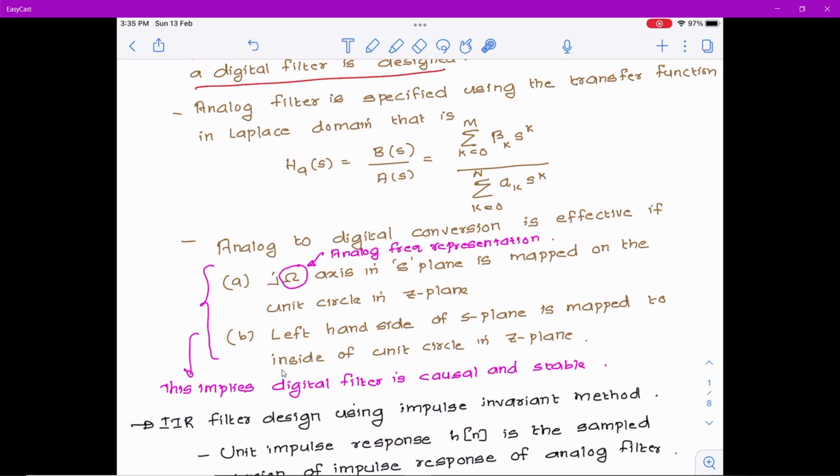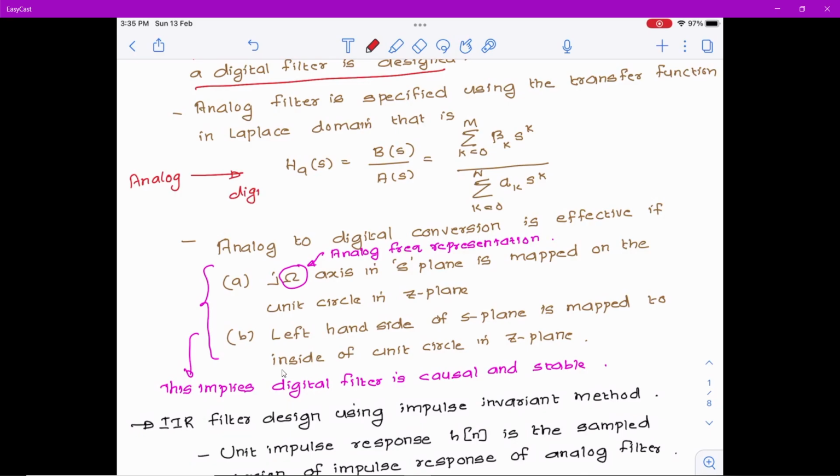We should make sure these two points are taken care of. What are the points? The j omega axis in the S plane is mapped onto the unit circle in the Z plane. So you are converting from analog to digital.